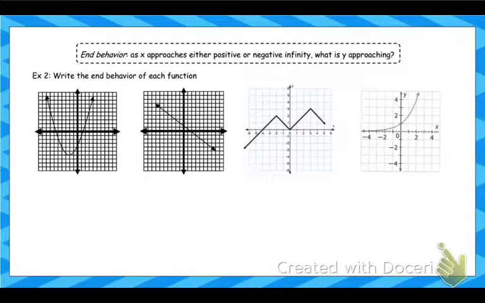So last class we looked at domain and range. We talked about interval notation. We're going to use interval notation a lot today. But really, we're going to focus on some of the other characteristics besides domain and range.